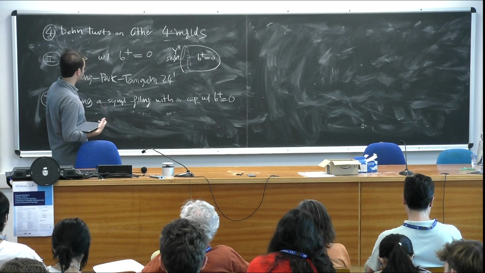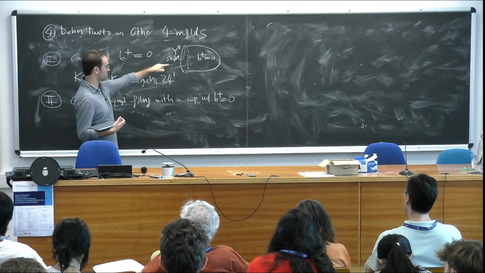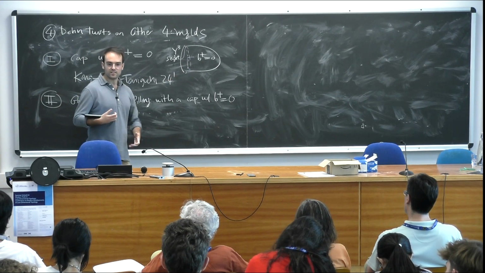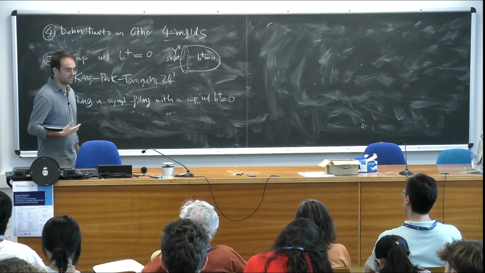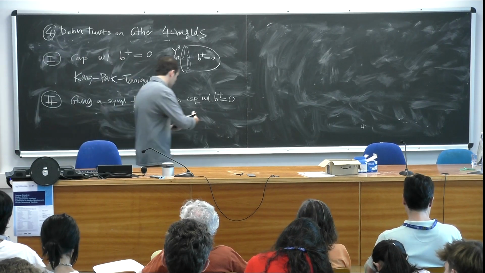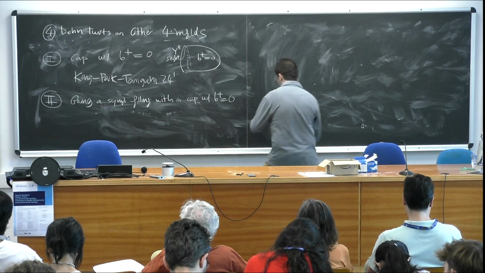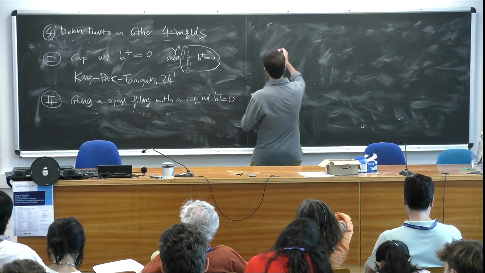Okay, so you could wonder, you take a symplectic filling and you glue in a cap like this, does the Dehn twist remain non-trivial, given that it's non-trivial on both pieces? And yeah, this is a situation that works quite well. Let me just describe it with an example.